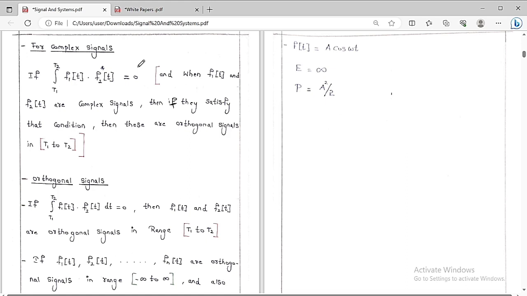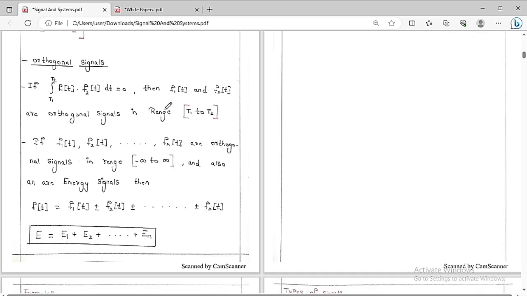So we can say the definition of orthogonal signals for complex signals says integration from T1 to T2, f1 of t into f2 of t conjugate is equal to 0. Here f1 of t is a complex signal and f2 of t is also a complex signal. If they satisfy this condition, then these two complex signals are orthogonal in the range from T1 to T2. So this point you always have to keep in mind.